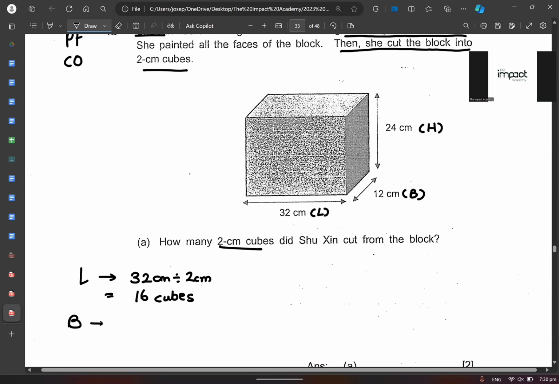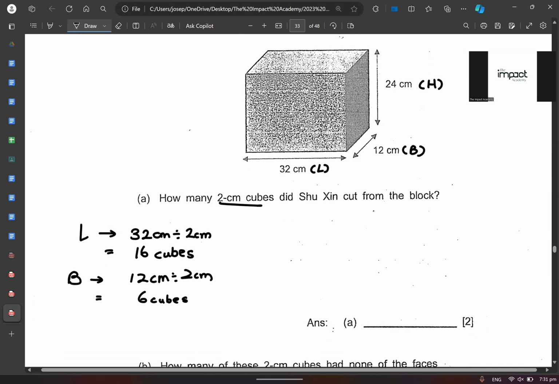For breadth, I'm going to do 12. In fact, not 12 only. Must be 12 cm divided by 2 cm. Am I making sense? I'll get 6. 6 cubes. For the height, I will do basically 24 divided by 2. That gives you 12. 12 what? Cubes. Am I making sense?